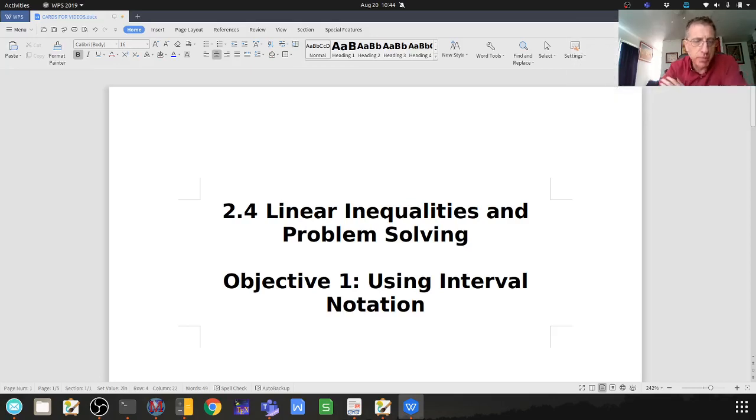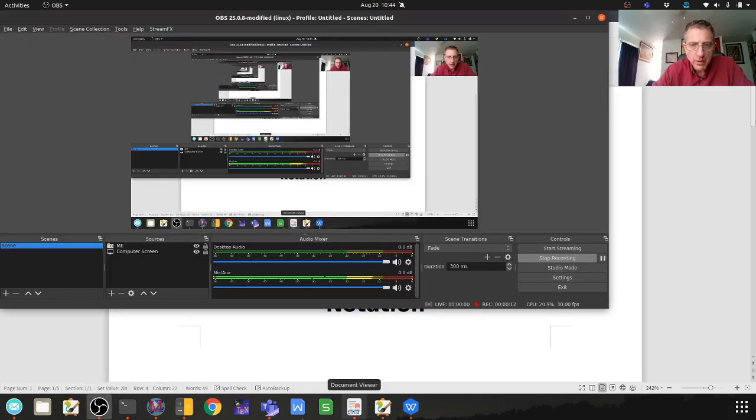So this is 2.4, linear inequalities and problem solving. And we're going to go over our first objective, which is using interval notation. Wrong. Here we go.